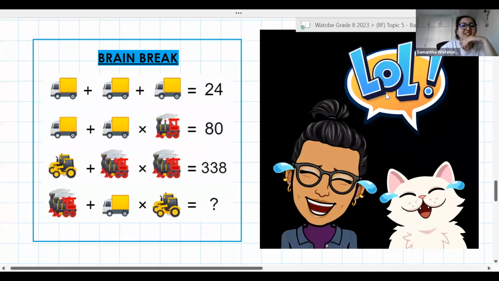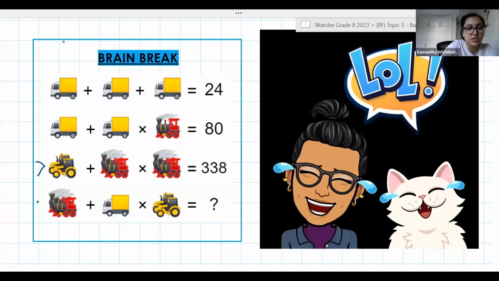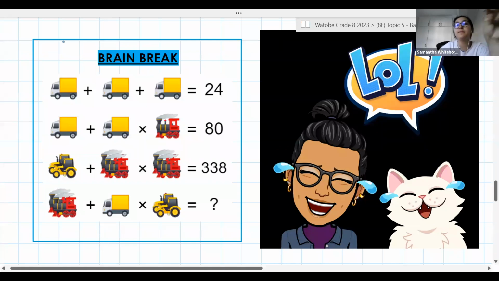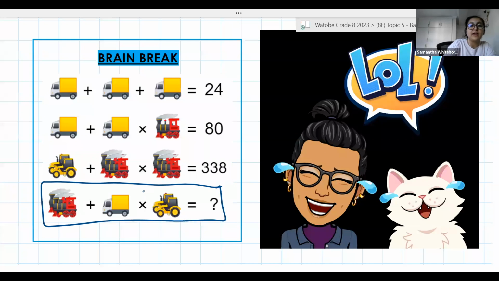All right, guys, so there's your brain break. I'm just making it a bit bigger so that you can see where you've got 2 of each. So just so we're all clear, for example, there's 2 diggers, there's 2 trains, etc. We need to be careful when there's 2 of them. So we are wanting to work out the values of our trucks, our trains, and our diggers in order to work out the final value over here.